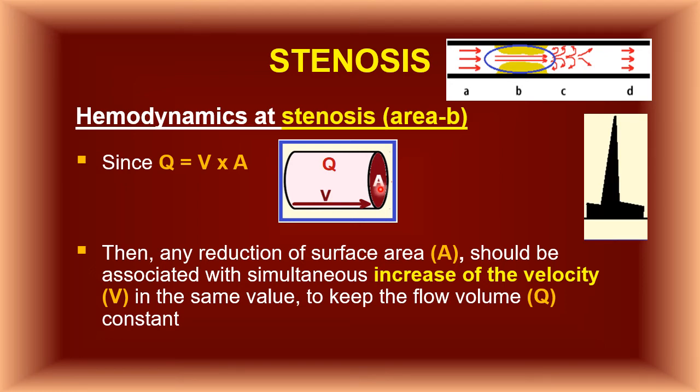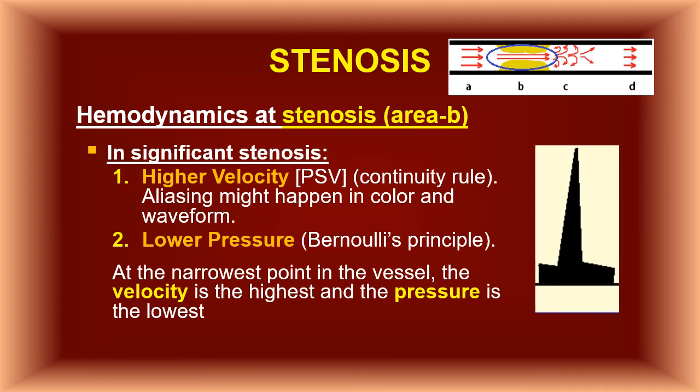So in this stenotic area, what will happen? We have a very high velocity. There is an increase of the velocity in this area. In the area of a stenosis, we have a higher velocity. Why? To make up for the narrowing of the cross-sectional area. So what happened here? Because of the continuity rule, I have a higher velocity.